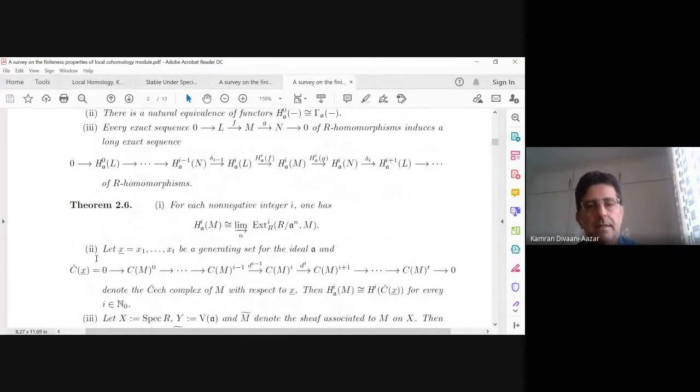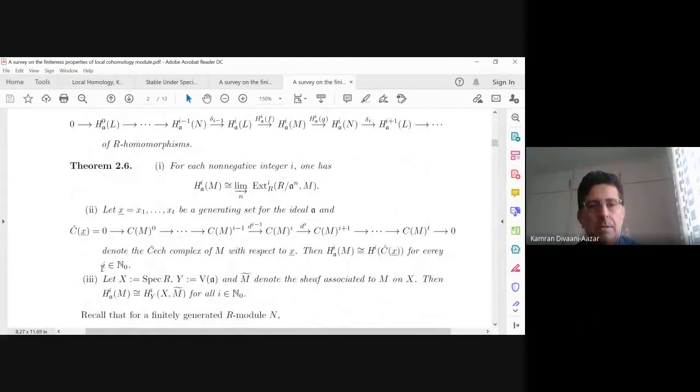The next result deals with the computation of local cohomology. The first part says that local cohomology can be computed as a direct limit of some Ext modules, Ext^i of R over A^n and M. This collection of modules in a natural way is a direct system of modules, and its direct limit is the same as the ith local cohomology of M with respect to A.